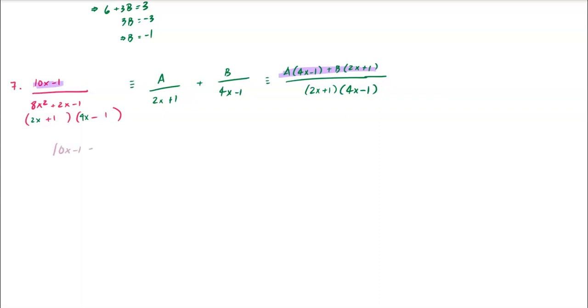10x minus 1 equals A times 4x minus 1 plus B times 2x plus 1.